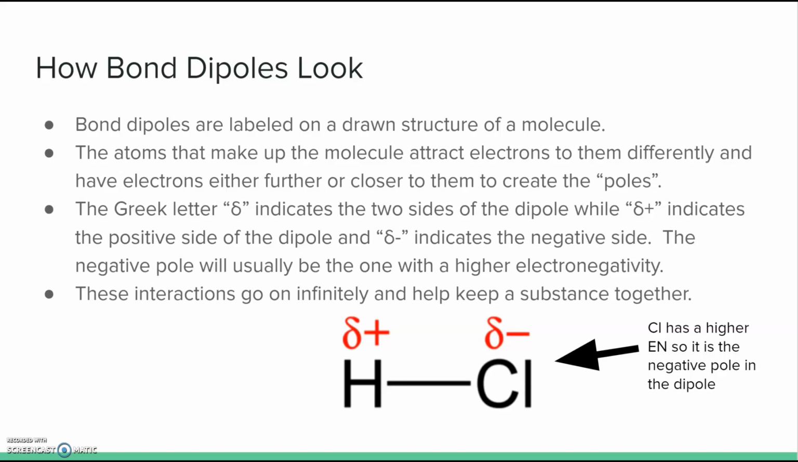These interactions go on indefinitely and keep a substance together. In this example, hydrochloride, chloride has a higher electronegativity, so it has a negative pole in the dipole.